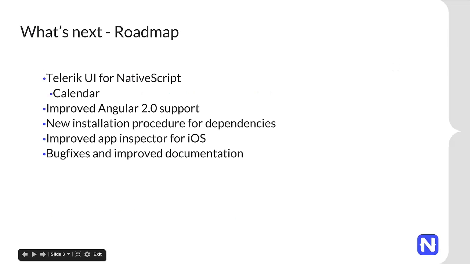You might be asking, what is next on the roadmap? Here are a couple things. We're going to continue enhancing UI for NativeScript. We have a calendar widget on the way. We're going to improve Angular 2.0 support. And we're going to enhance the development experience even further by adding a new installation procedure for dependencies, improved App Inspector for iOS, and bug fixes and improved documentation.